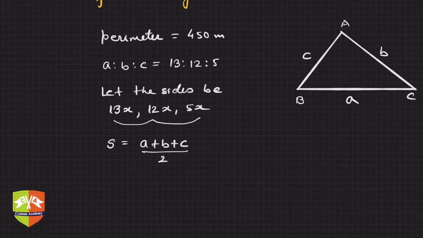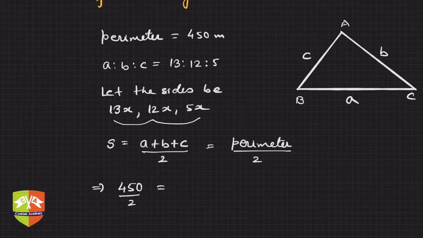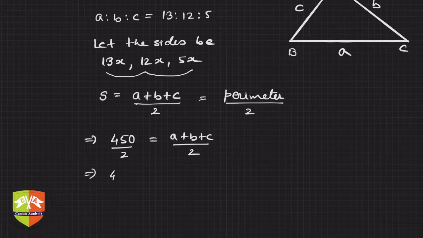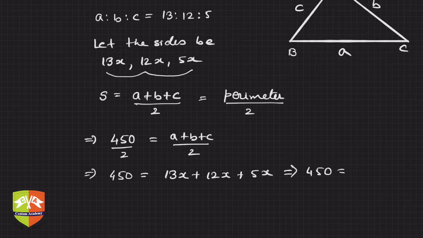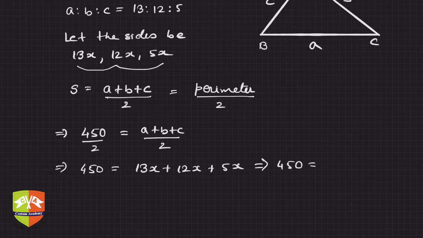But before that, perimeter is given, and so S is also perimeter by 2. So 450 upon 2 is equal to A plus B plus C upon 2. This implies 450 is equal to A plus B plus C. A is 13x, B is 12x, and C is 5x. So 450 is equal to, I have dropped the units here just for the calculation's sake, 13 plus 12 is 25 plus 5 is 30x. So x clearly is 450 upon 30, which is equal to 15.